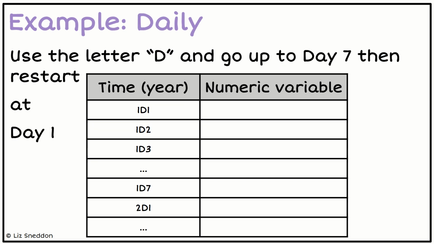If I have daily data, I'm going to use the letter D for daily data, and I'm going to go up to day 7 and then restart at day 1. So you can see there I've got the first week, day 1, first week, day 2, first week, day 3, up to the first week, day 7. Then I restart in week 2, day 1, week 2, day 2, week 2, day 3, and so on. So that's the pattern we would use.